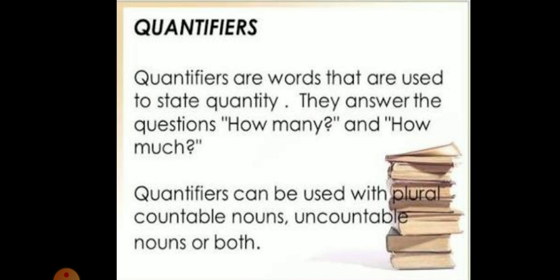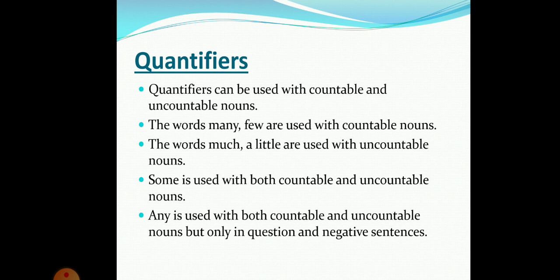What are quantifiers, children? Quantifiers are words that are used to state the quantity or amount of something without stating the actual number. Quantifiers answer the question how many and how much. Quantifiers can be used with plural, countable, and uncountable nouns or with both. They are different from numbers. You know why? Because they indicate an approximate amount rather than an exact amount.